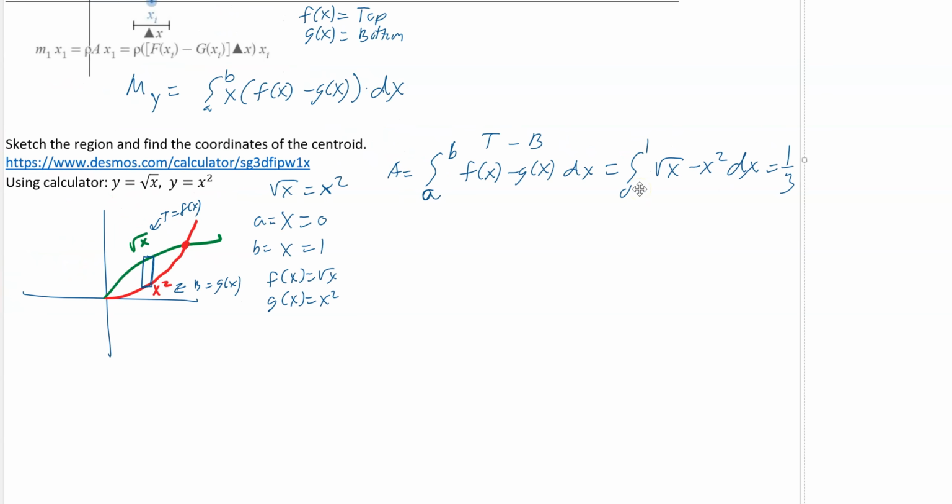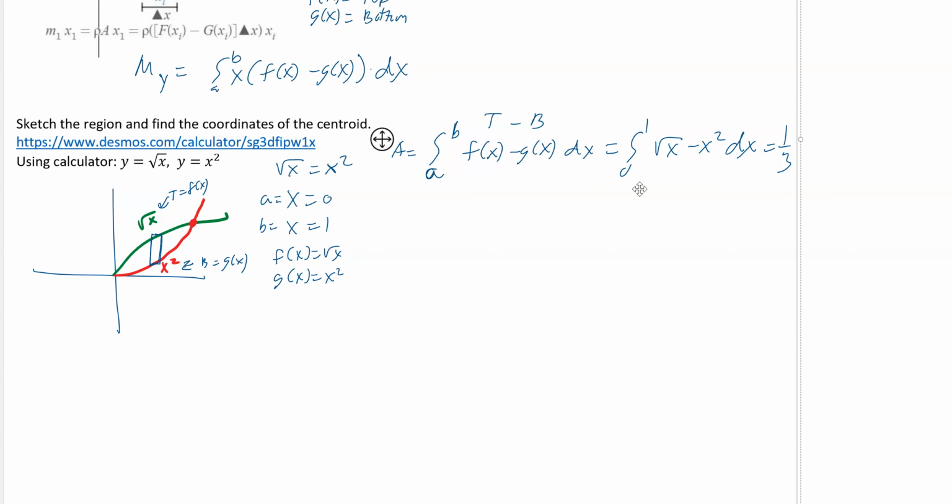All right, now we just have to finish it. So my moment's already written right there, right? And so all it is between the moment for the y for our x is to divide it by a at the very end. So for our x bar, it's 1 over a integral from a to b x times f of x minus g of x dx.